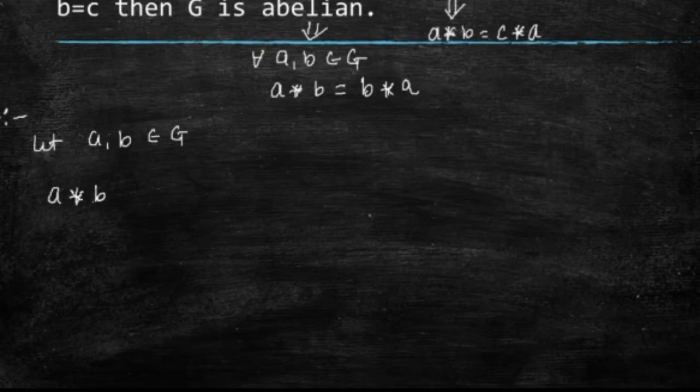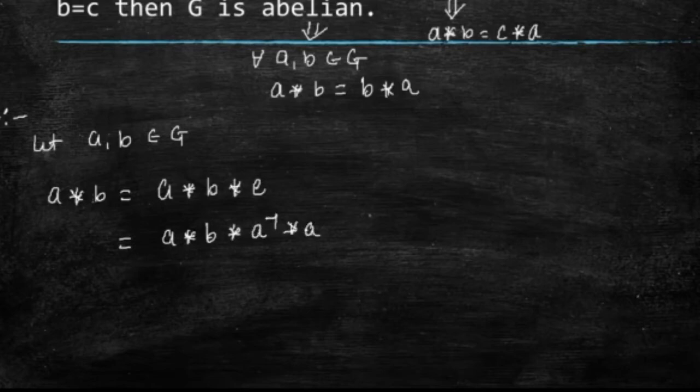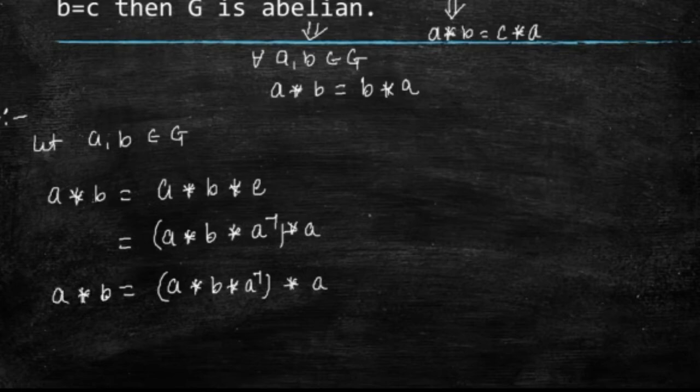Let us say what will be its product, or when you apply the binary operation, what will be A star B. Now A star B can be written as A star B star E because of the property of the identity element, where E is the identity element. Further, the identity element can be written as A inverse star A, because A is an element in G, its inverse should be in G, and A inverse A should always give you the identity element. Clubbing the first three elements together, we have A star B star A inverse star A, which is equal to A star B, right?